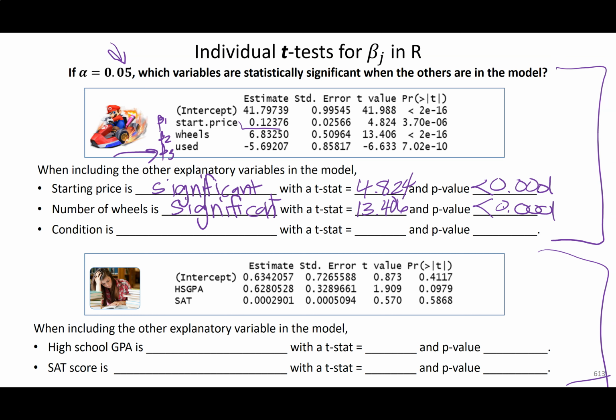If I look at used, same deal here. I'm going to have a t-statistic that's pretty big in magnitude, and that p-value is pretty tiny, so it's less than 0.001. I'm also going to say this is significant. So in this scenario, for the Mario Kart example, we found that all 3 of these happen to be significant. So the overall F-test told us at least one was. The individual t-test told us which ones were.